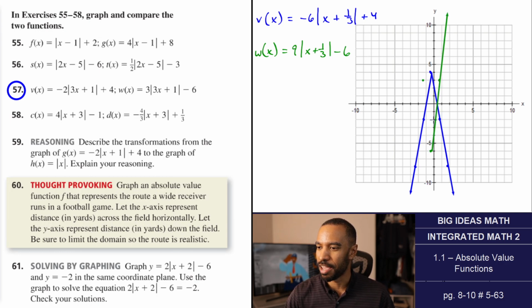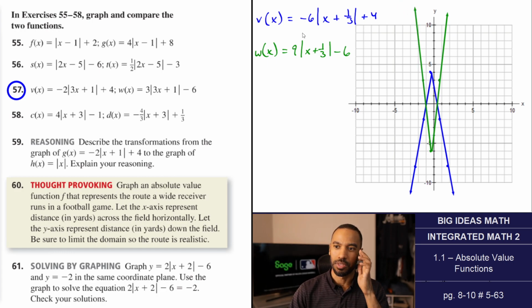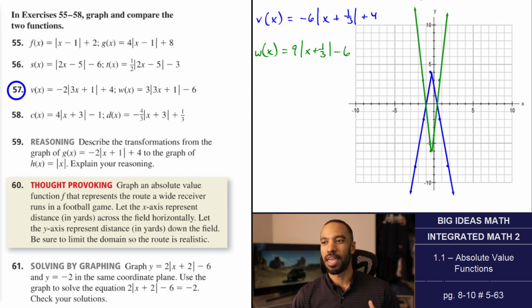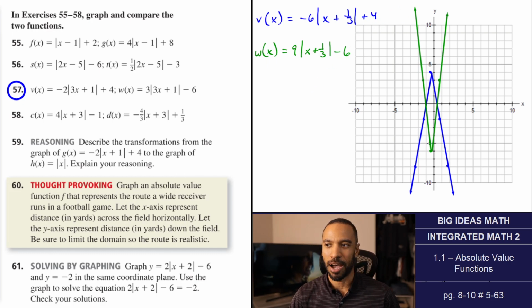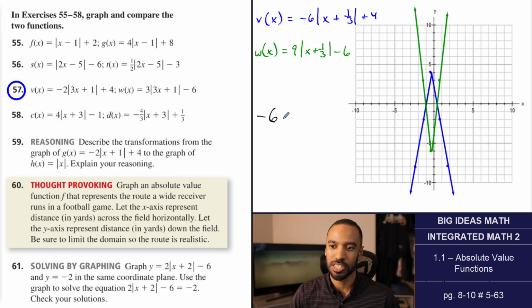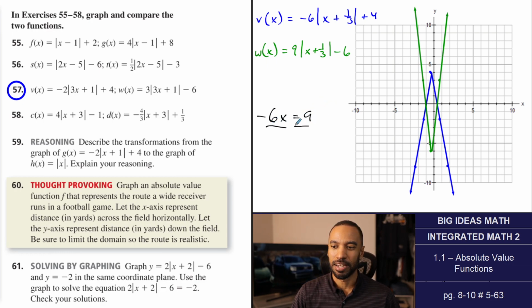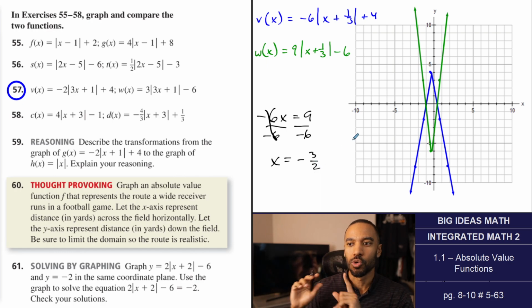So let's mention A first, going from blue to green. And you can kind of look at the equations and, oh, this is going to be a little trickier. All right, from blue to green, we have to multiply negative 6 by something. So take a look. Negative 6 times what gives you 9, right? Divide by negative 6, and we get negative 3 halves. Okay, so what does that mean?